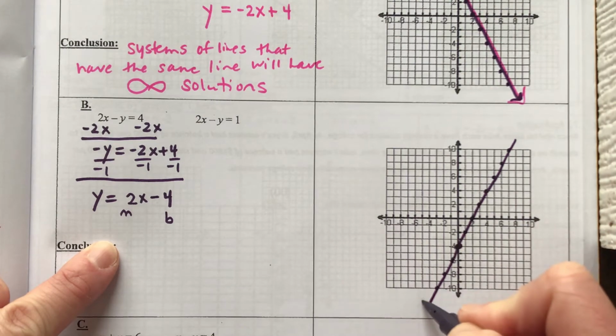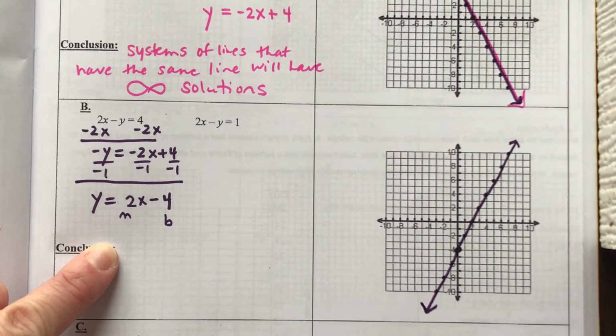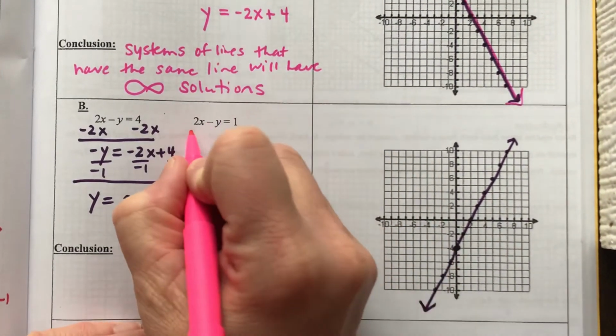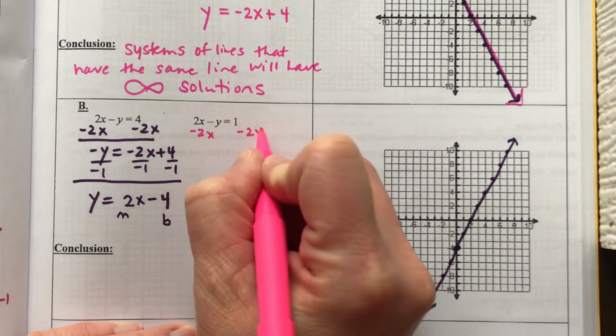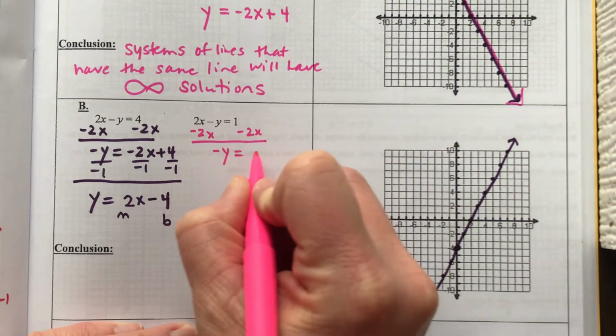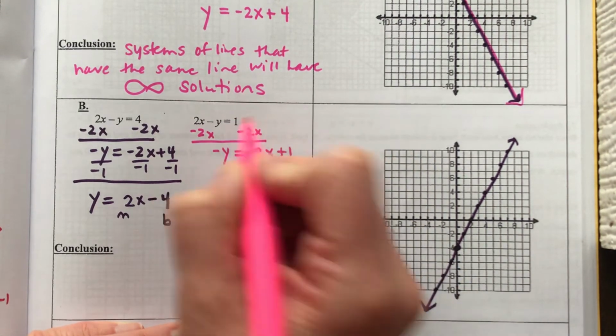So as best I can, connect those with a straight line. And now I'm going to do the same, solve for y, but on my second equation here. So I'm going to subtract 2x, and now I'm going to have negative y equal to that 2x that I subtracted to the other side, plus the 1 that was already there.